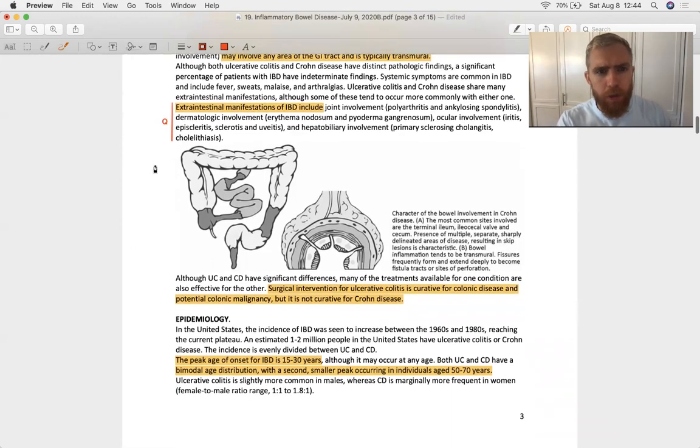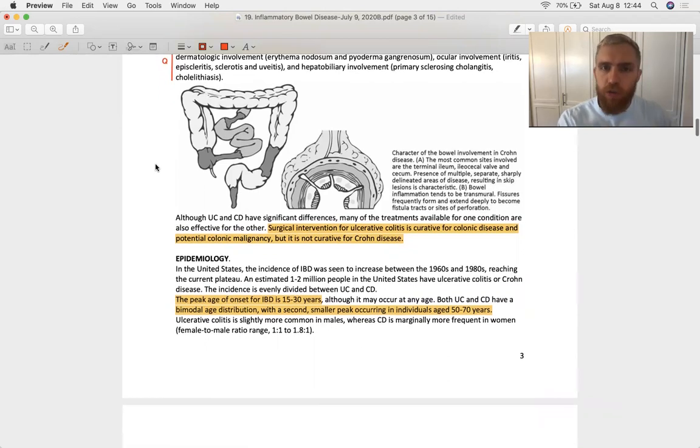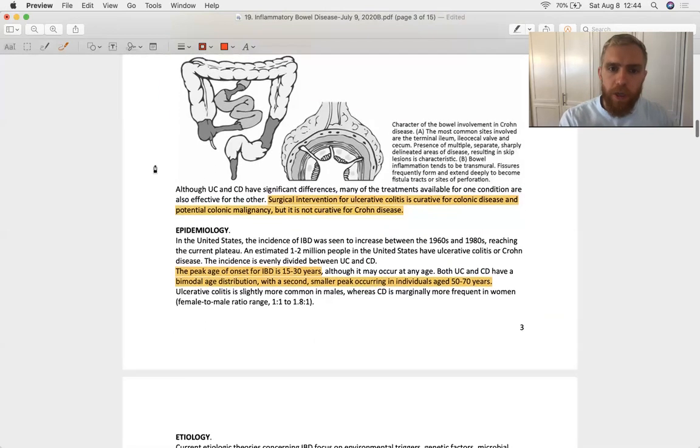And then there's your introduction. You can see joint involvement, skin rashes, eye problems, hepatobiliary stones associated with CD and UC.